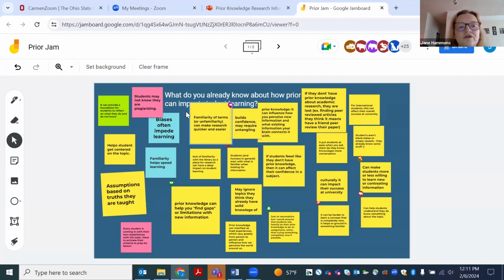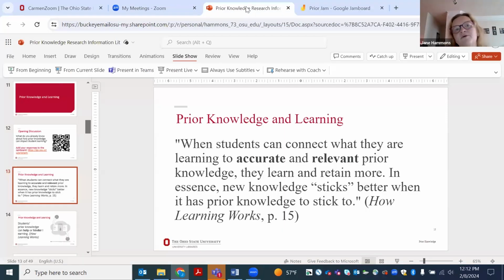Absolutely. Students may not know that they're plagiarizing. Yeah. So, very specific things. If students don't have certain past experiences or haven't learned things in the past, things that we expect them to do may be unclear to them or may not make much sense to them.